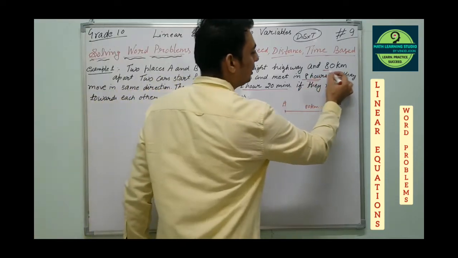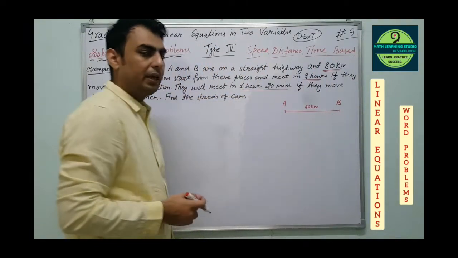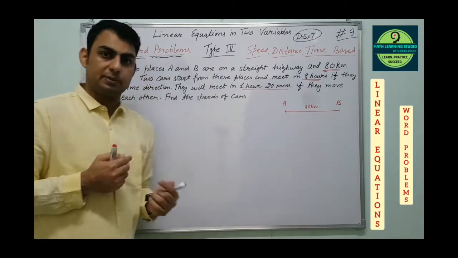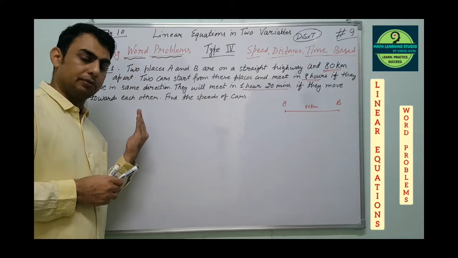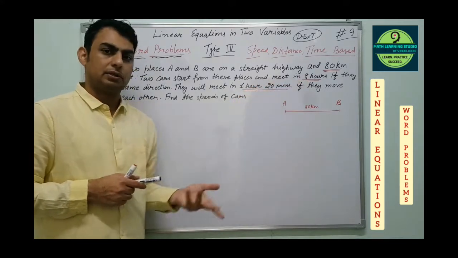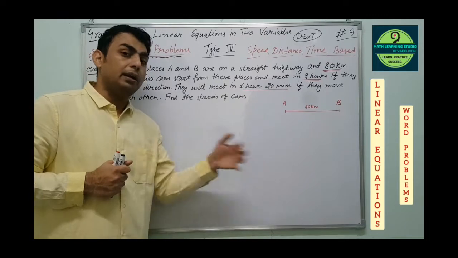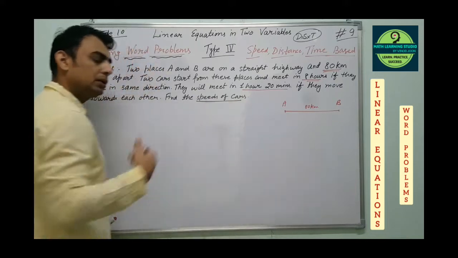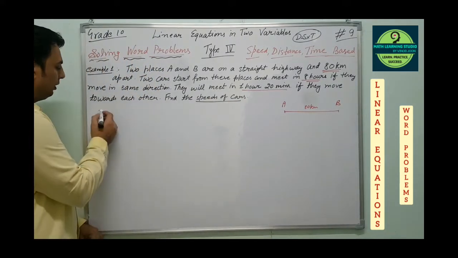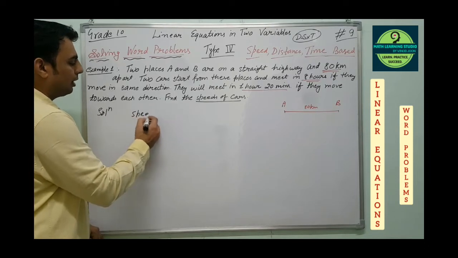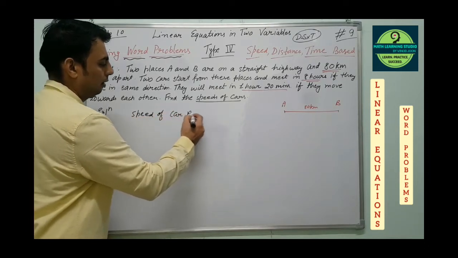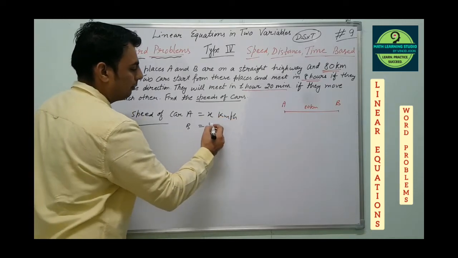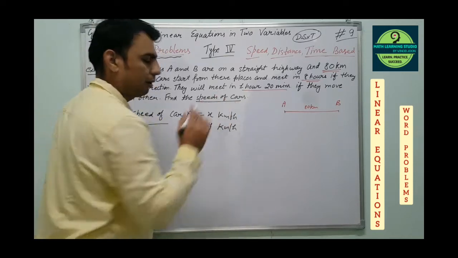Alright, so very simple thing that there are two places A and B and they are 80 kilometers apart. Two cars are starting from point A and point B respectively, and they are moving in the same direction. Then they will meet in 8 hours. So it's very clear, understood that one car is faster than the other. So let us take the speeds of cars to be x and y. So the solution will go like this, that we can take the speed of car A as x km per hour and that of car B can be taken as y km per hour.